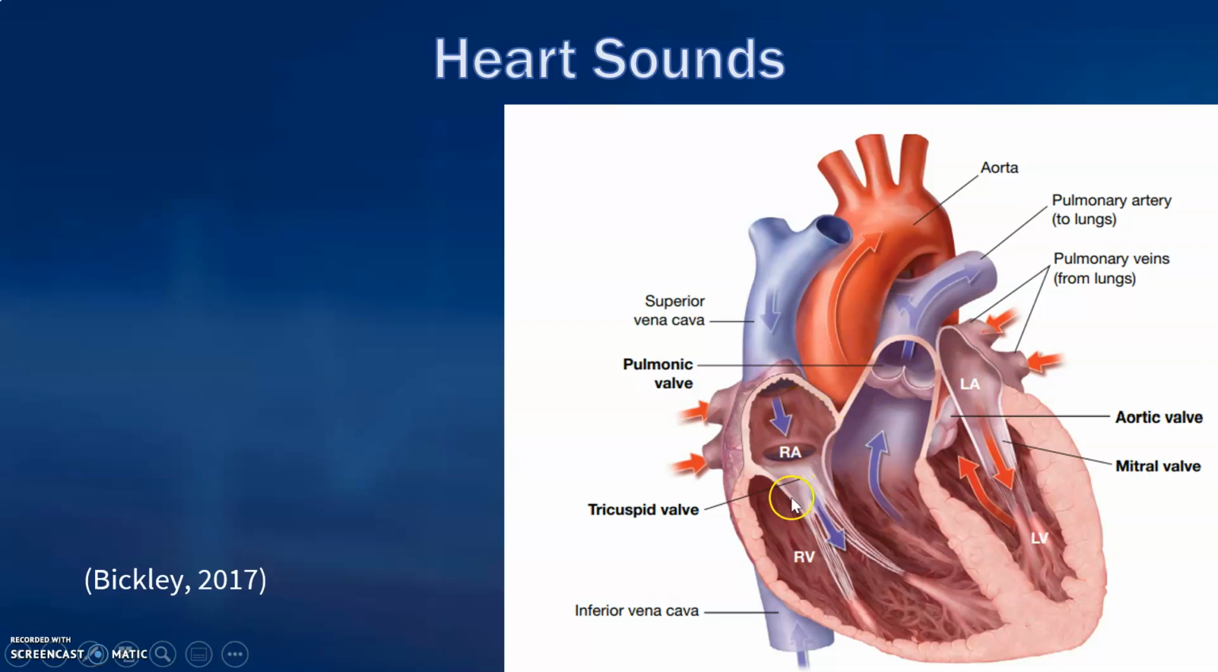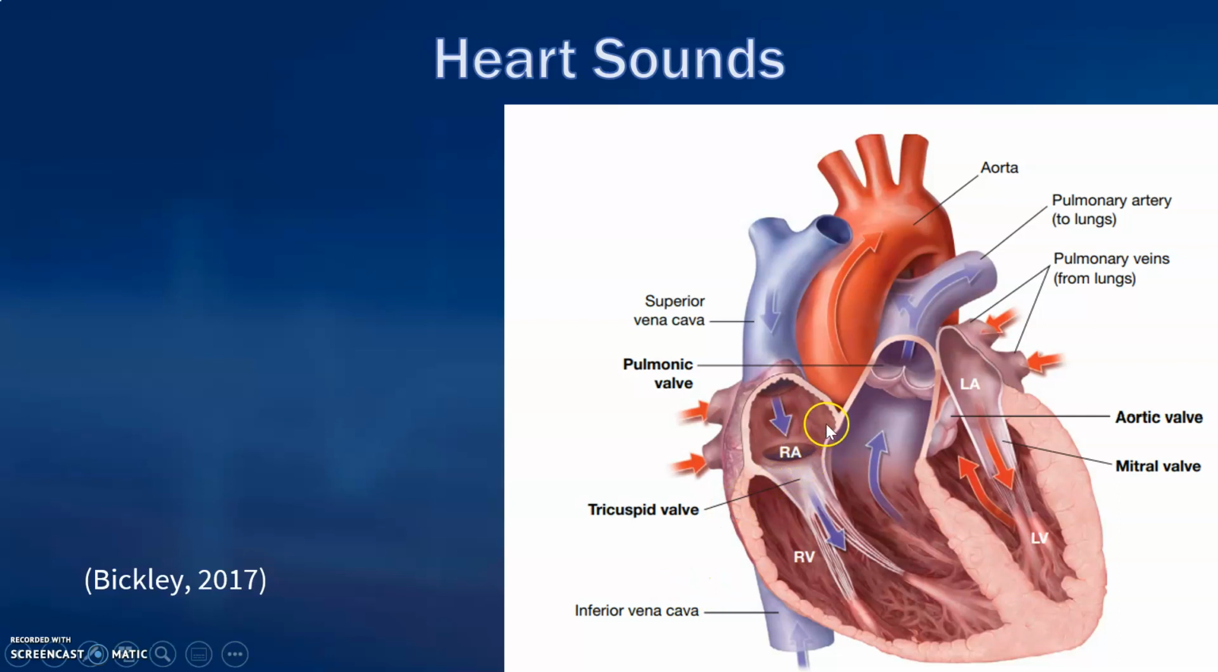Now, the valve that separates the right atrium from the right ventricle is called the tricuspid valve. The valve that separates the left atrium from the left ventricle is called the mitral valve. Together, they're called the AV valves, or the atrioventricular valves. The closure of the AV valves creates the first heart sound.